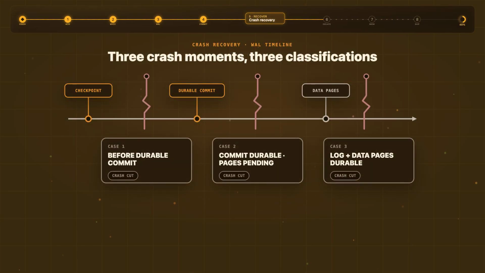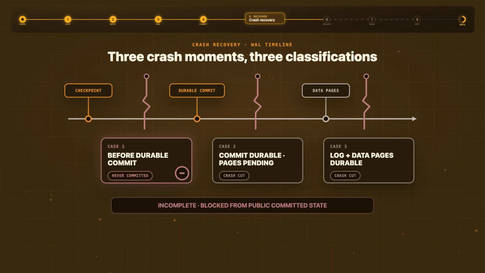Now, pull the power at 3 different moments. Crash before the commit record becomes durable. T1 was never committed. Its partial work must not become a valid public result. Crash after the commit record is durable, but before all changed data pages are written.